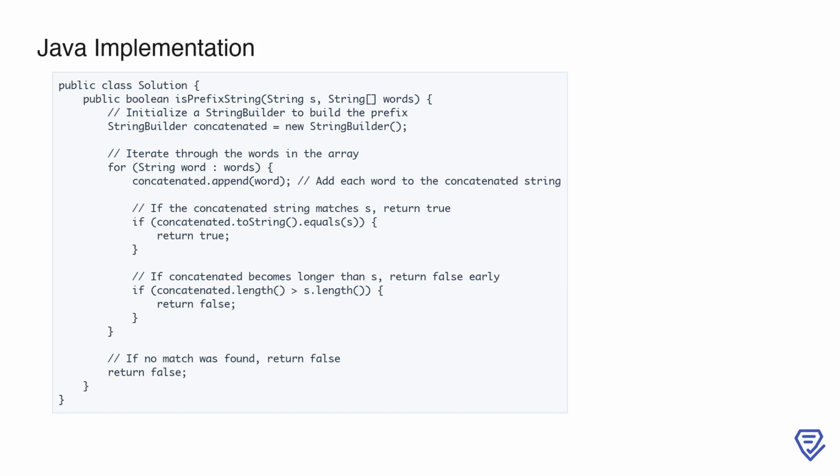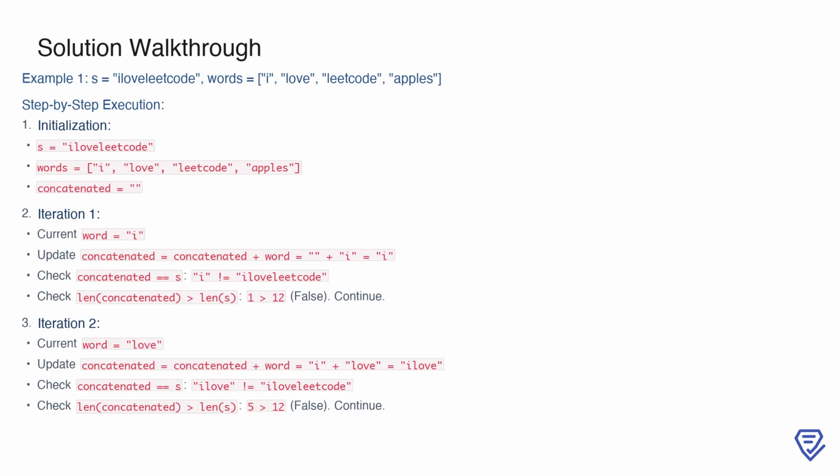This is the Java implementation of the LeetCode problem, check if string is a prefix of array. The logic mirrors the Python solution, using a string builder to efficiently concatenate strings while iterating through the array. The method checks if the concatenated string matches the target string s or becomes longer than s, ensuring an early exit when possible. Differences from Python include explicit type declarations and the use of the StringBuilder class for mutable string operations.